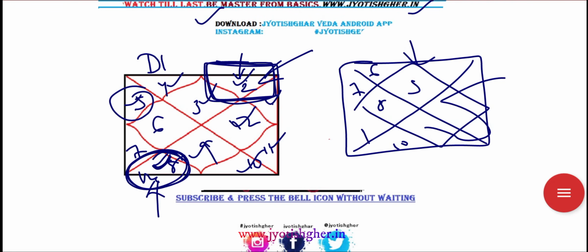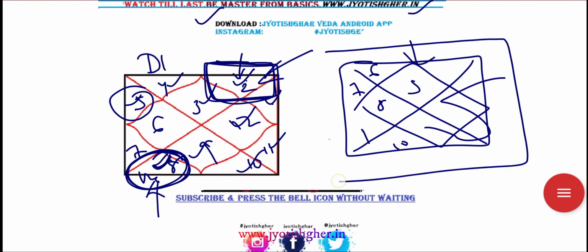In the next video, we will discuss how to analyze the Upapada chart. Whatever Upapada chart you have obtained from your D1 chart, how that chart will identify the status of the family, career of the family, background of the family, how much stability, and whether the marriage is sustained or not.